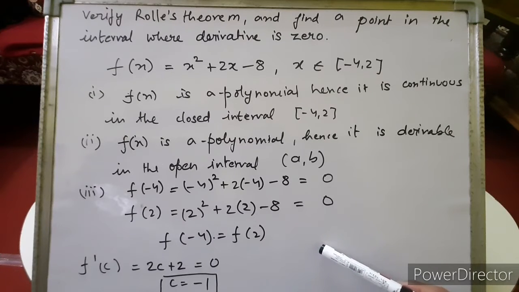When Rolle's theorem is applicable, that means the derivative of the function at c equals 0. So if you find the derivative of this function, what will you get? 2x + 2. If you put x equals c, then f'(c) will be 2c + 2. When you equate it to 0, the value of c will be -1. So the point at which the tangent is parallel to the x-axis is -1. Right, children? Understood? Note down, please.